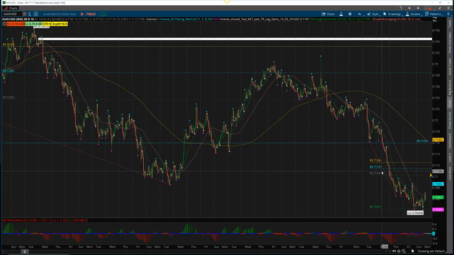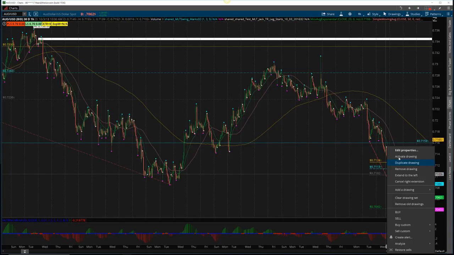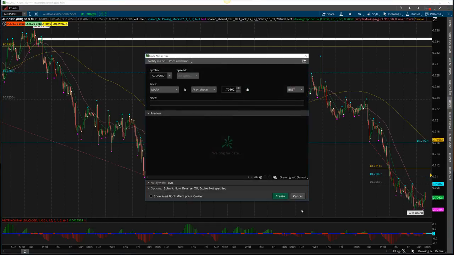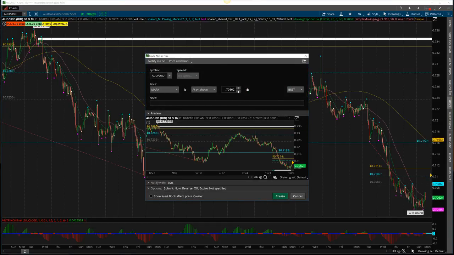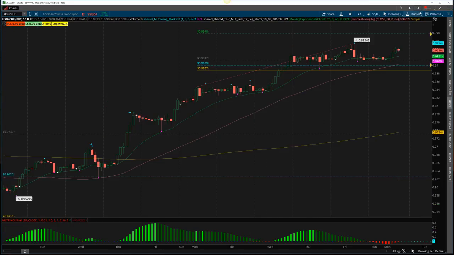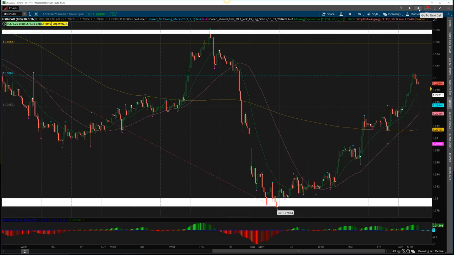AUD USD. Basically just want to see a retest of 7100 or 7086. I'm setting alert at both those levels. That's all I got, guys. I will share these levels here in our Major League Trading Discord, both for futures and Forex.